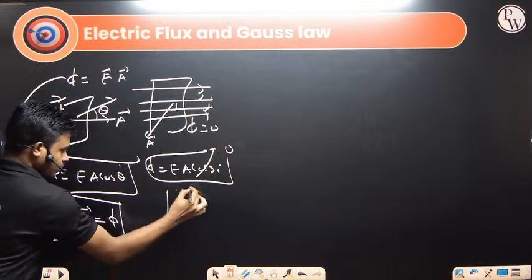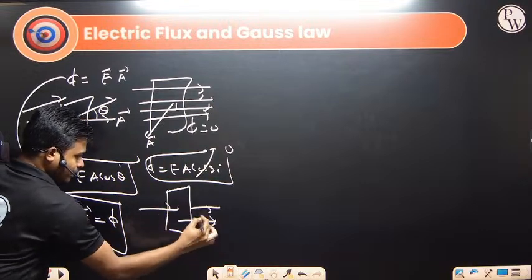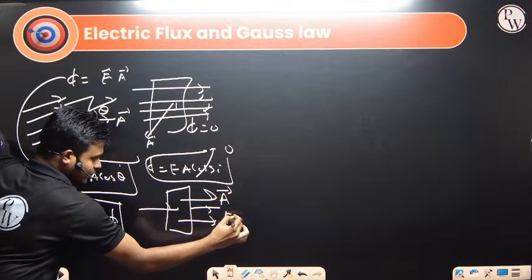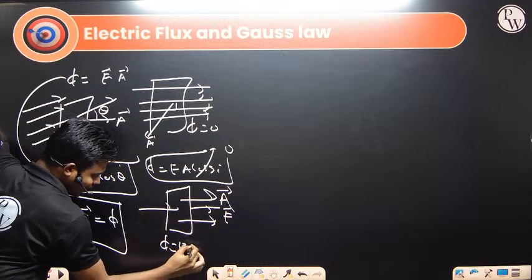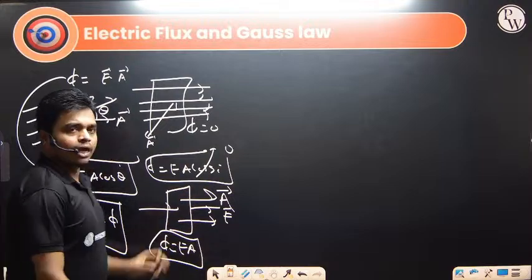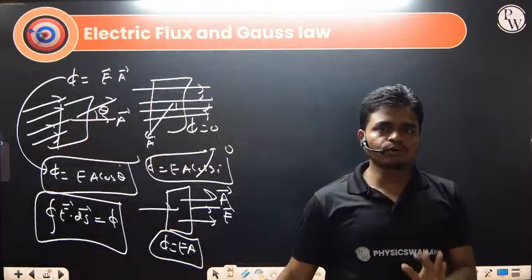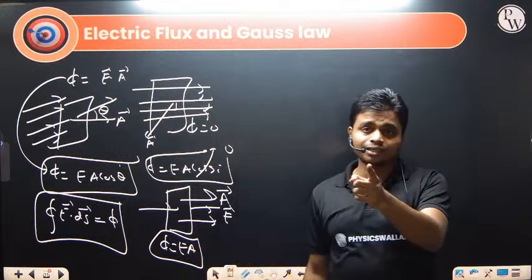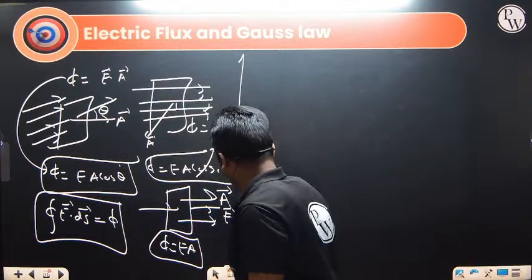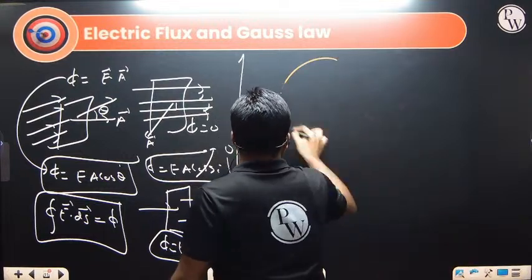If we talk about this one, what is the area vector? The area vector is in the same direction as the electric field, so phi equals E into A. Incoming flux is taken as negative and outgoing flux is taken as positive. Remember this particular line: incoming flux negative, outgoing flux positive. Gauss law talks about that.